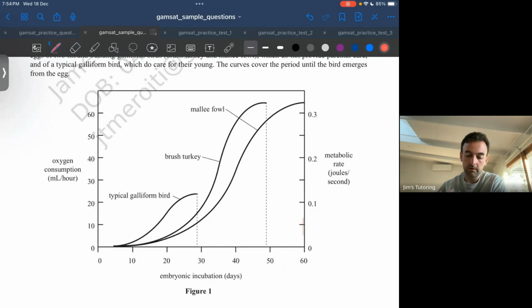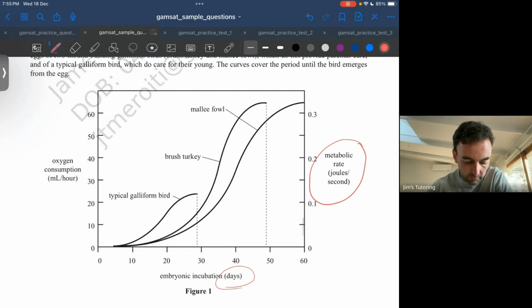Okay, so hopefully your eyes are drawn towards metabolic rate. And then we've also got this incubation period. So what's kind of the way forward from here? We don't need oxygen consumption.